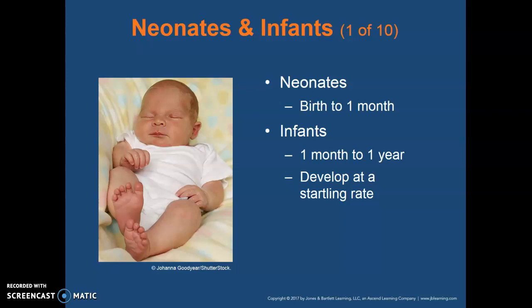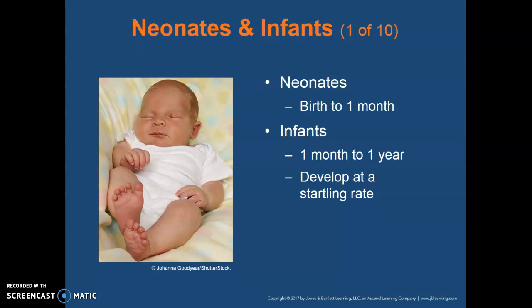As far as neonates go and infants, neonates are teeny tiny little babies. That's age birth to 1 month. Infants start 1 month to 1 year. They grow super fast. For this age group, the leading cause of death is congenital abnormalities.